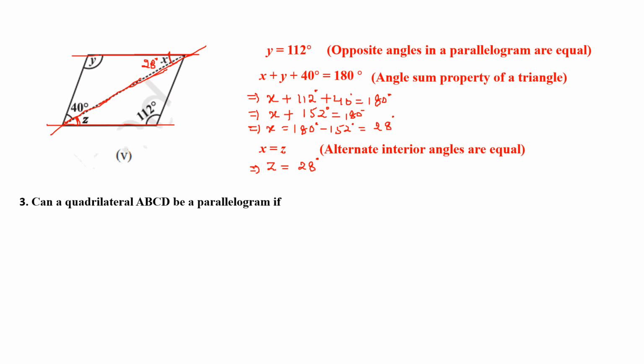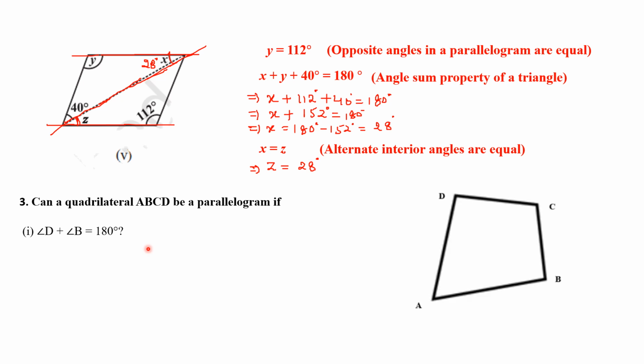Now it says, can a quadrilateral ABCD be a parallelogram if angle D plus angle B is equal to 180 degree? Okay, so I have taken one parallelogram ABCD and it is given that the sum of angle D and angle B is 180 degree. Then can it be a parallelogram? So I can say that if I take angle D and angle B, both as 90 degree, I am also getting my sum as 180 degree, right? This criteria is getting satisfied.